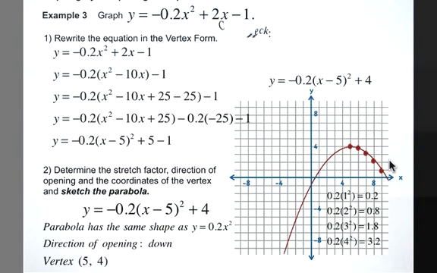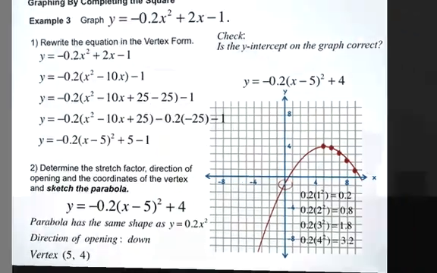Here's what it looks like. We can do a check. Is the y-intercept on the graph correct? Our y-intercept should be negative 1, and on our graph, it is located there.